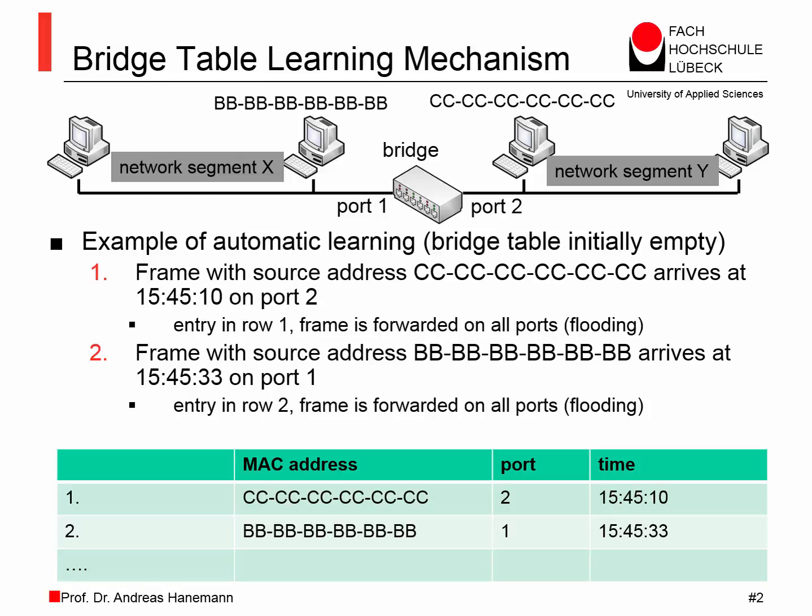On this slide, we see how the bridge table is filled. There is at first a frame sent by the device whose MAC address consists of 12 Cs. For simplicity, I will just call it C in the following. So the MAC address of C can be recorded together with port 2 and the timestamp. Afterwards, another frame from source B is received and it is learned that B is reachable via port 1.